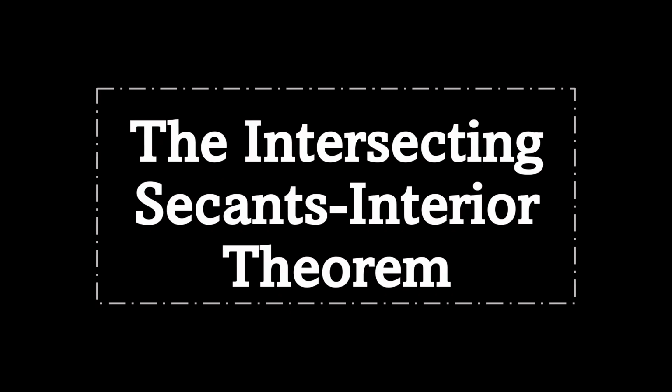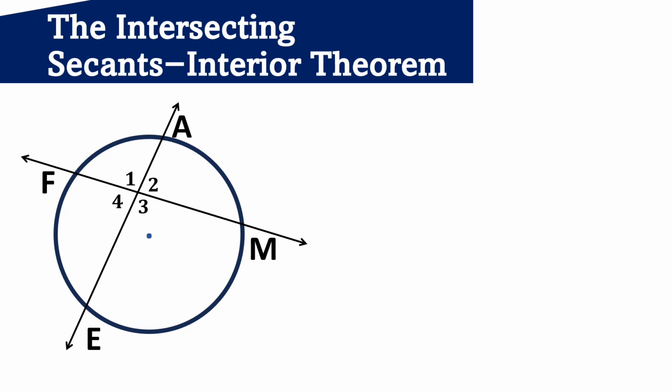In this video, I will be showing you how to apply the intersecting secants interior theorem in finding angles and arcs formed when two secants of a circle intersect inside the circle. Let's begin. If two secants intersect inside the circle, four angles are formed. In this illustration, the angles formed are angle 1, 2, 3, and 4.